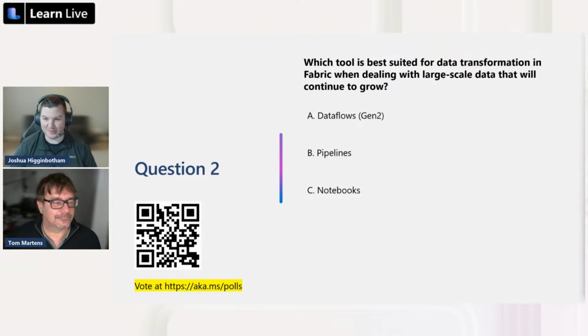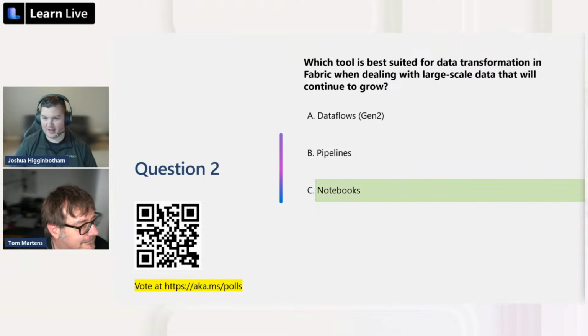All right, next question. Which tool is best suited for data transformation in Fabric when dealing with large scale data that will continue to grow? We have A, Dataflows Gen2, B, pipelines, or C, notebooks. Okay, all right, we have C, notebooks. A good majority voted for notebooks. Some votes are still coming in, so I guess you're cheating a little bit, but that's fine.